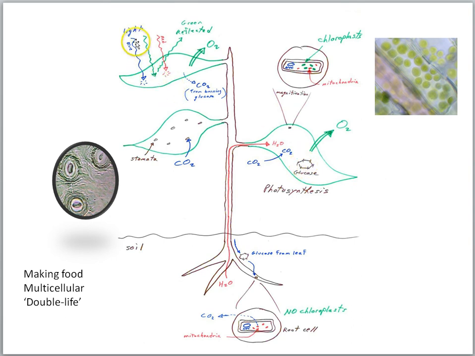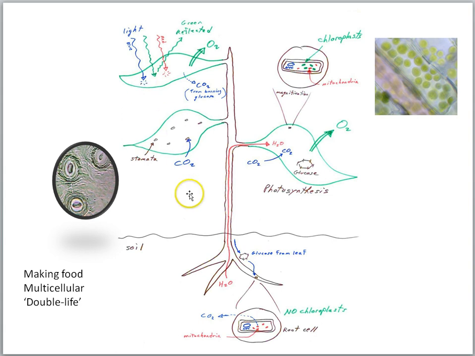Now specifically, the solar energy required are the blue lights and the red colors. The greens are reflected. It's the blues and the reds that are absorbed by chlorophyll molecules on the surface of chloroplasts, and it's this energy that powers the chemistry of photosynthesis.